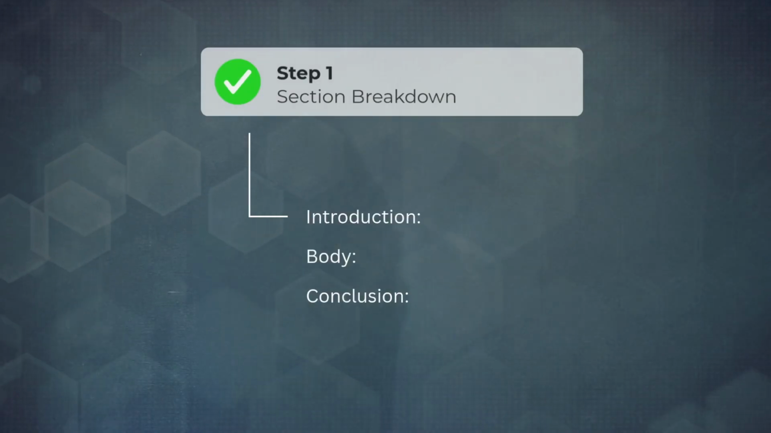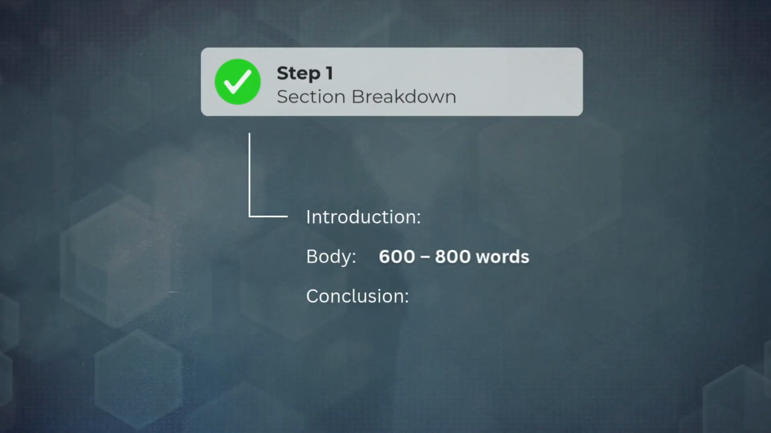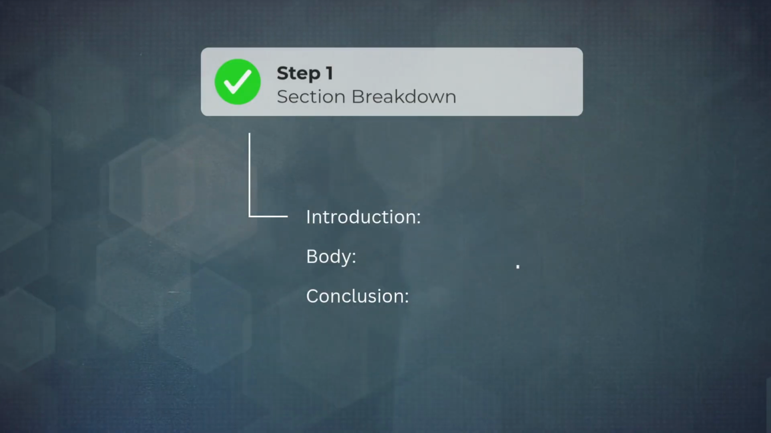The body section is the largest and should have between 60 and 80% of our total word count. So for a 1,000-word essay, we need between 600 and 800 words. I like to stick to the lower end of that range, so between 600 and 700 words.